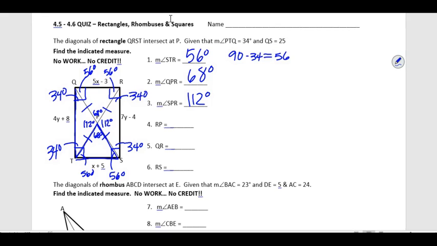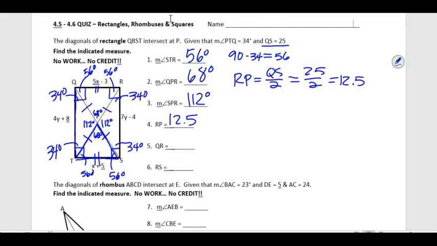Then we're looking for RP. And again, it gave us that QS was 25. So RP is equal to QS divided by 2. So that's going to be 25 divided by 2, which is 12.5. So this is 12.5. Then we've got QR. Again, opposite sides here are congruent. This side is congruent with this side, so we're going to set 5x minus 3 equal to x plus 5.